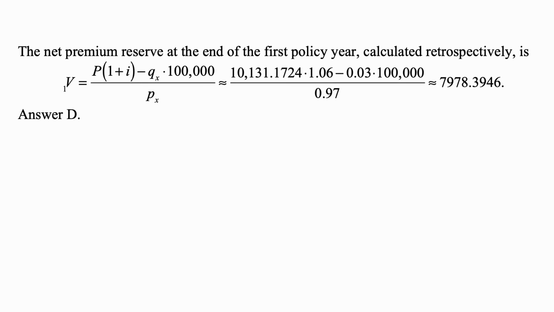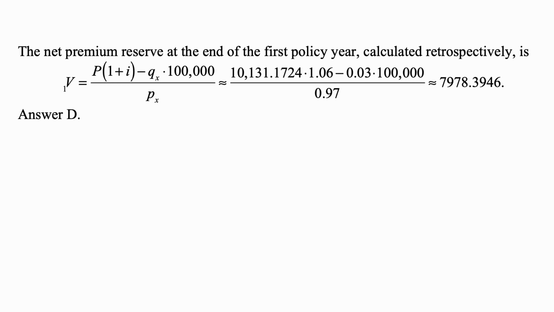And then the net premium reserve at the end of the first policy year is best calculated retrospectively as the accumulated actuarial value of the premiums minus the accumulated actuarial value of death benefits. So that's equal to P times 1 plus i, the premium accumulated with interest, minus q_x times 100,000, that's the death benefit. And both of these are clearly calculated at the end of the first year, so that's when the reserve is calculated. But the reserve is only calculated for those who survive, and that's why we divide it by p_x, because p_x times the reserve has to be equal to what we have in the numerator.